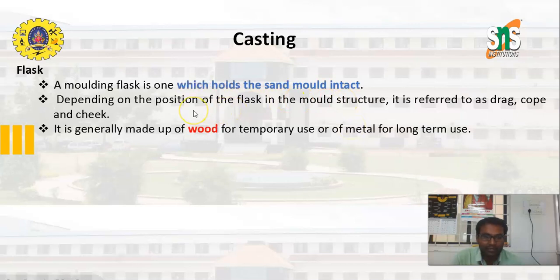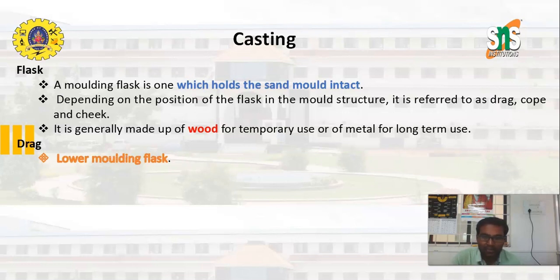First one is the flask. The molding flask is one which holds the sand mold intact. Depending on the position of the flask in the mold structure, it is referred to as the drag box, or else it can be referred to as the cope box. It is generally made of wood for temporary use, or of metal for long-term use.